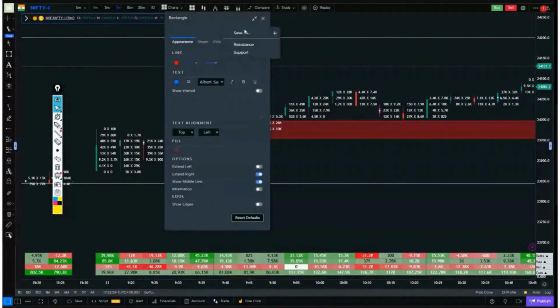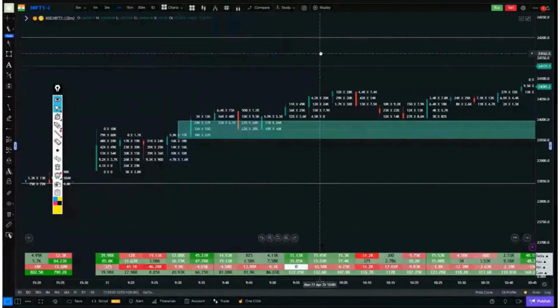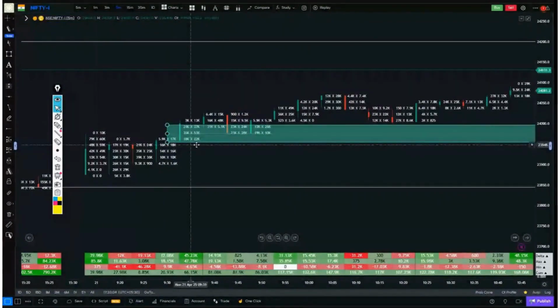To consider this as support, we mark it in green. Nothing else. Where the biggest buying has occurred, I only marked those orders.